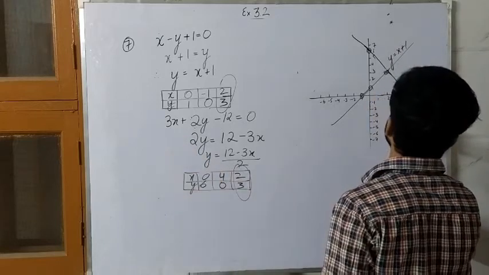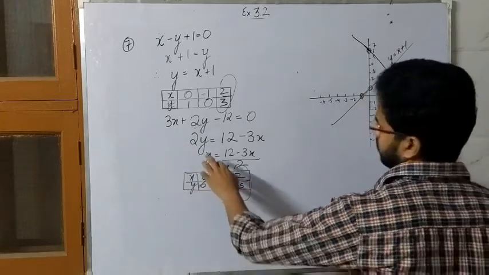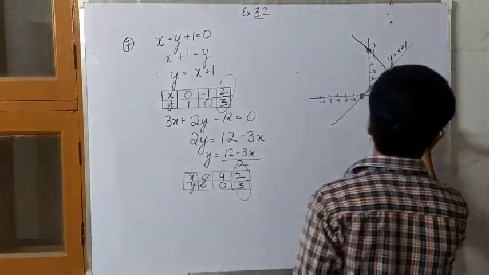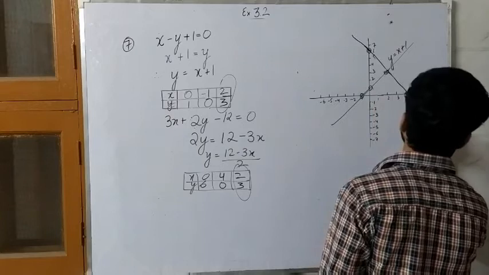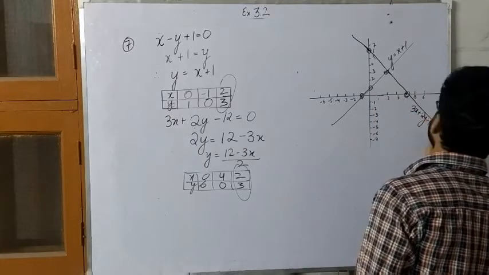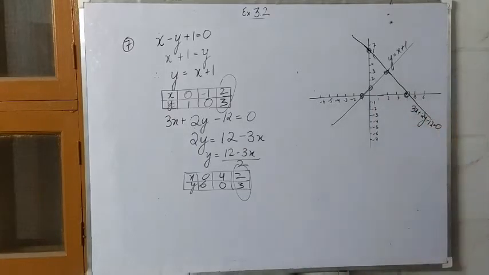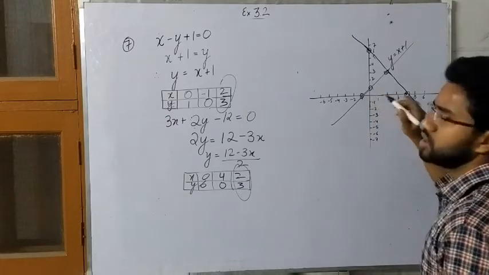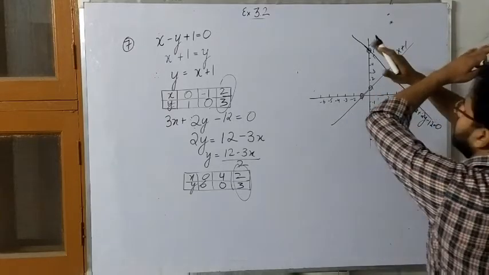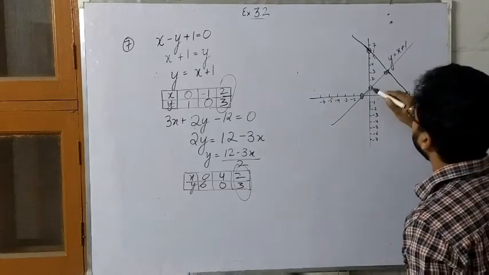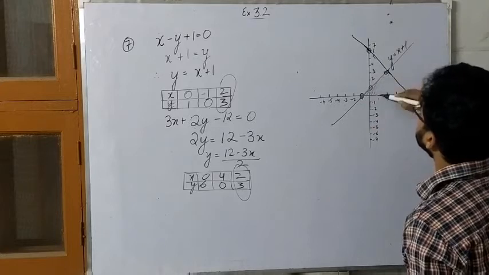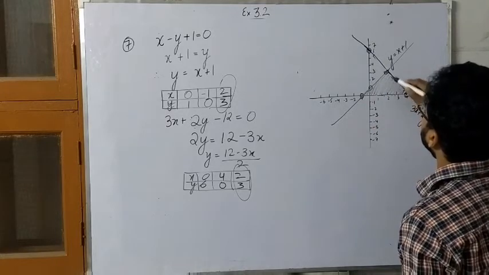3x plus 2y minus 12 equals 0, right? Now what you are supposed to do, you need to shade that triangular region. Where these lines touch the x axis, a triangular region will be formed and you have to shade it, right? So with the help of a pencil you will shade this region, right? Okay.